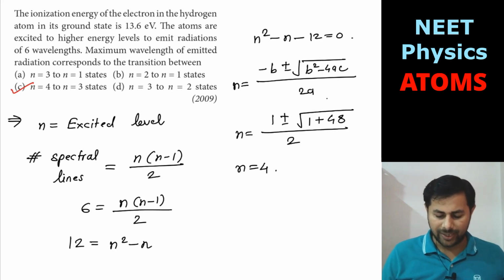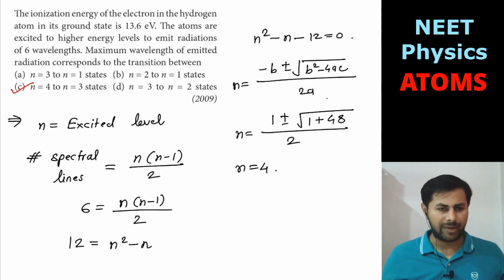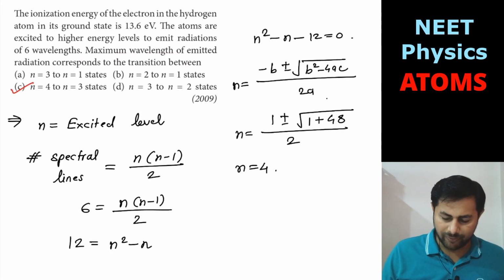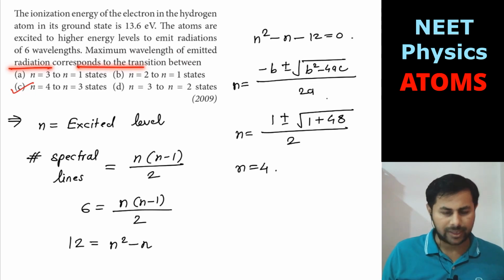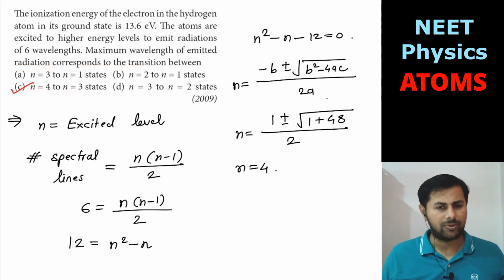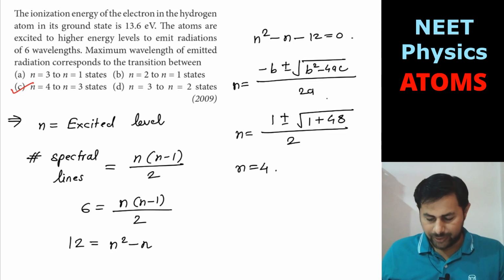Okay, and that's why if the energy difference is minimum, then the frequency difference would be minimum, and what would the wavelength difference be? The wavelength difference would be maximum. Or the emitted wavelength would be maximum. So the maximum wavelength of emitted radiation corresponds to the transition between what? n equal to 4 to n equal to 3 states. All right, this is clear, everyone? Okay, good.